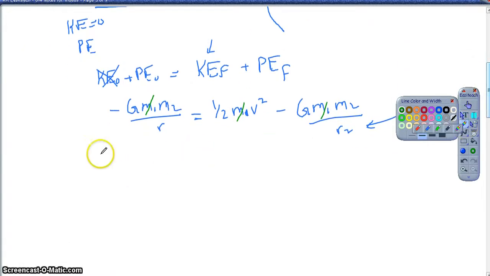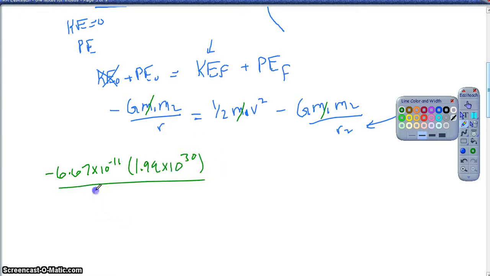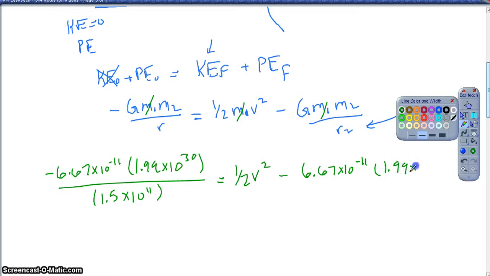So then plugging in the measurements I know, so negative 6.67 times 10 to the negative 11th is our universal constant for G. The mass of the Sun, 1.99 times 10 to the 30th. And then divided by the initial radius, again, the initial separation there, so 1.5 times 10 to the 11th, equals 1/2 the final velocity squared, which is what I'm looking for, that final velocity, minus 6.67 times 10 to the negative 11th, times again the mass of the Sun, 1.99 times 10 to the 30th, and then divided by again the total radius of the Earth and the Sun together, right?